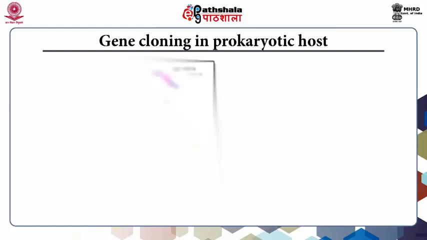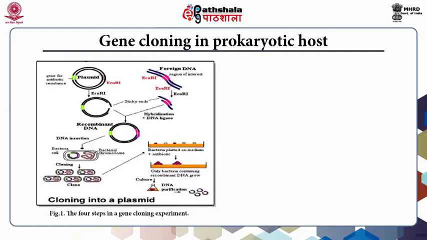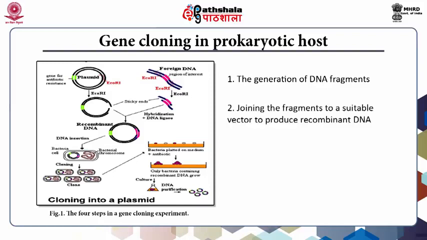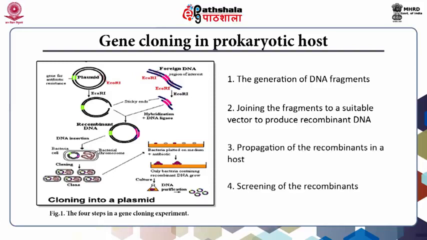Now I am going to discuss the general strategy for gene cloning. To achieve the aims of genetic engineering, a cloning strategy has to be devised that will enable efficient use of the technology. There are basically 4 stages to any cloning experiment. These are the isolation and preparation of DNA fragments, production of recombinant by joining the fragments to a suitable vector, introduction of the vector into a host cell, and finally the screening of the recombinant host carrying the desired gene.